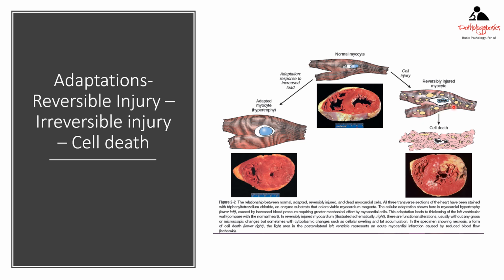You can see certain vacuoles appearing in the cytoplasm. If the stress is removed at this point, the cell can go back to normalcy, that is, a normal myocyte. If the stress is not removed even at the point of reversible injury, it undergoes irreversible injury or cell death. So this is irreversible injury. You can see this portion of the myocardium has undergone infarction or necrosis.